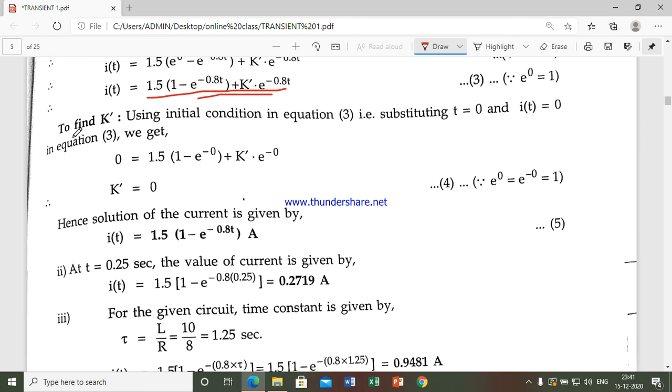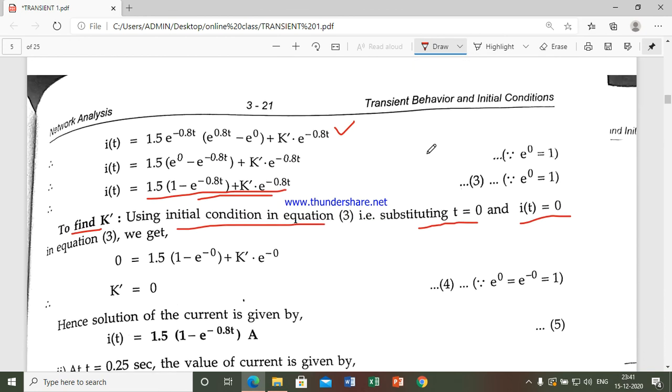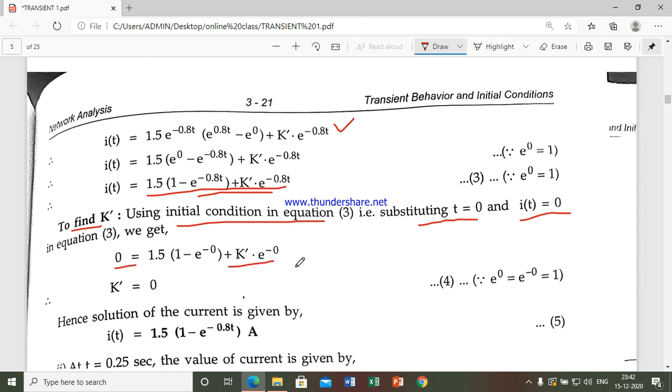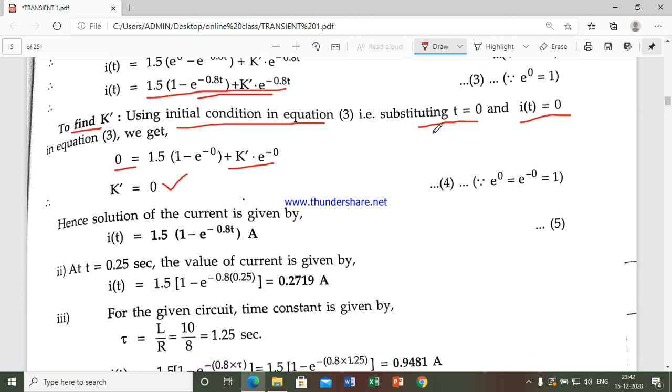To find k dash, use the initial condition in equation 3, substituting t equal to 0 and I of t equal to 0, because now you have closed the switch at t equal to 0. In that condition, I of t is also 0, because the inductor is not charged whenever the switch is not closed. So I of t equal to 0, and if you simplify this, you will get k dash equal to 0. You should remember this one.